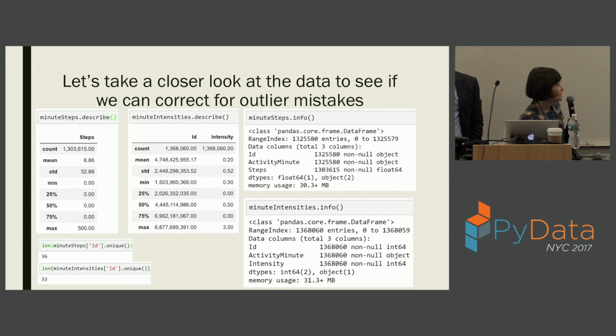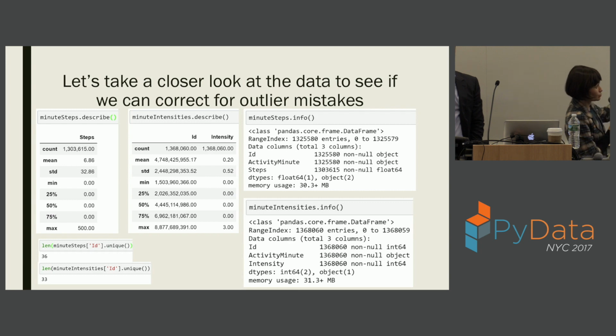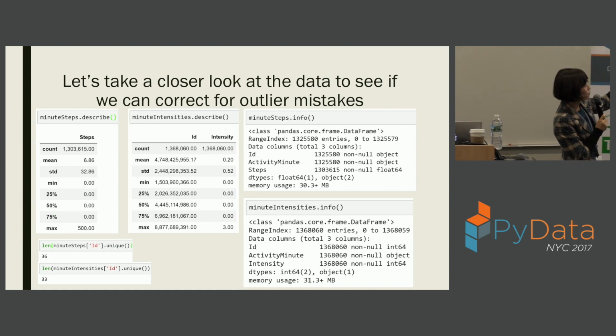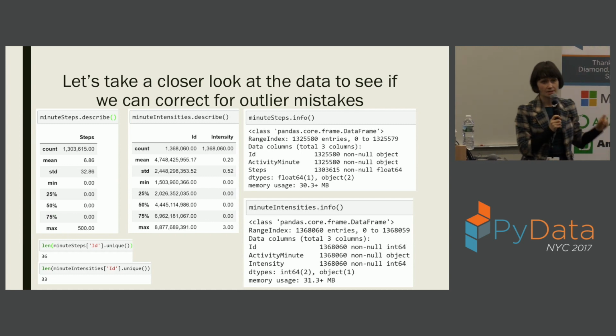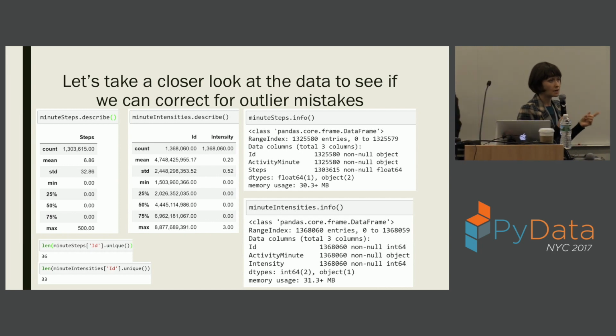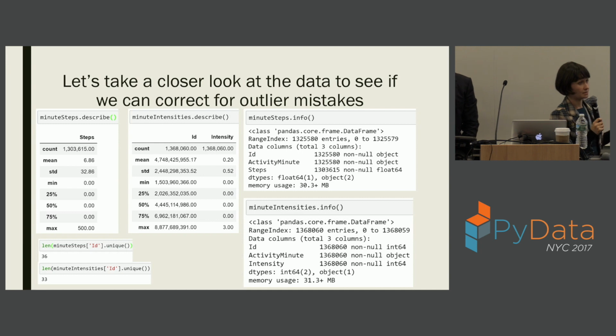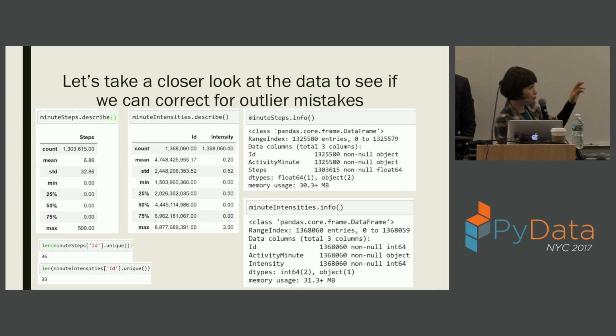Another thing you can see is that most of the values are 0, so even the 75th percentile is 0 for both. And you can also see that for the steps, the maximum value is sort of off. It says that a person walked 500 steps per minute. That's too much. So you also have outliers in this data.